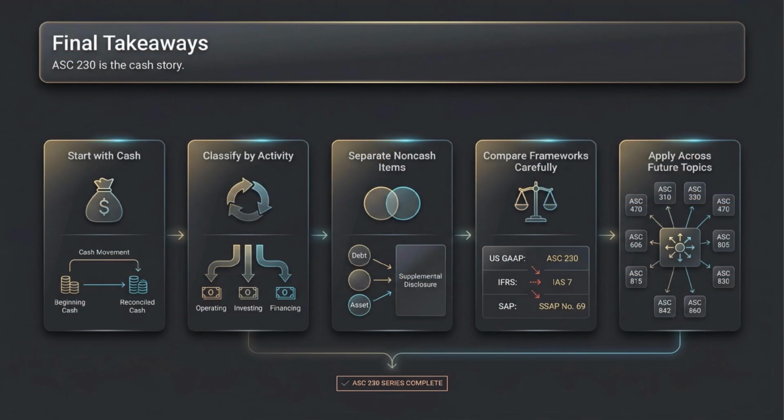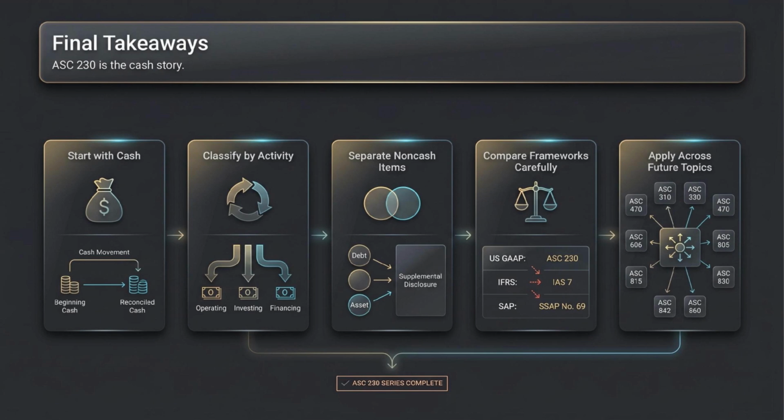Let us finish the ASC 230 series with the final takeaways. Start with cash. ASC 230 measures actual cash movement, not accrual income. Classify by activity: operating, investing, or financing. Separate non-cash items. Disclose significant non-cash investing and financing activities clearly outside the statement body.